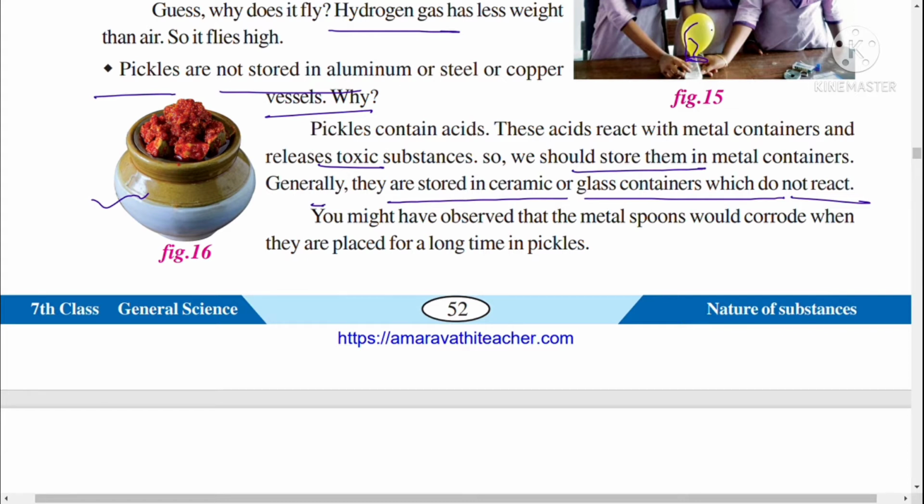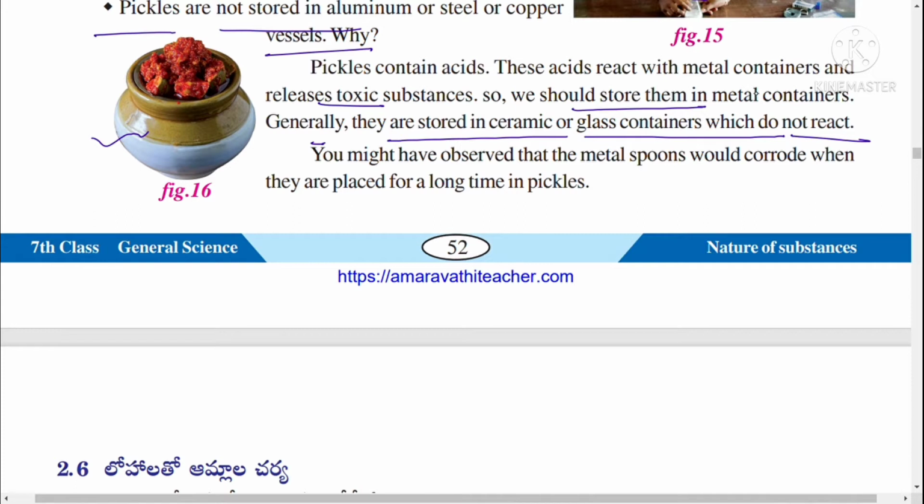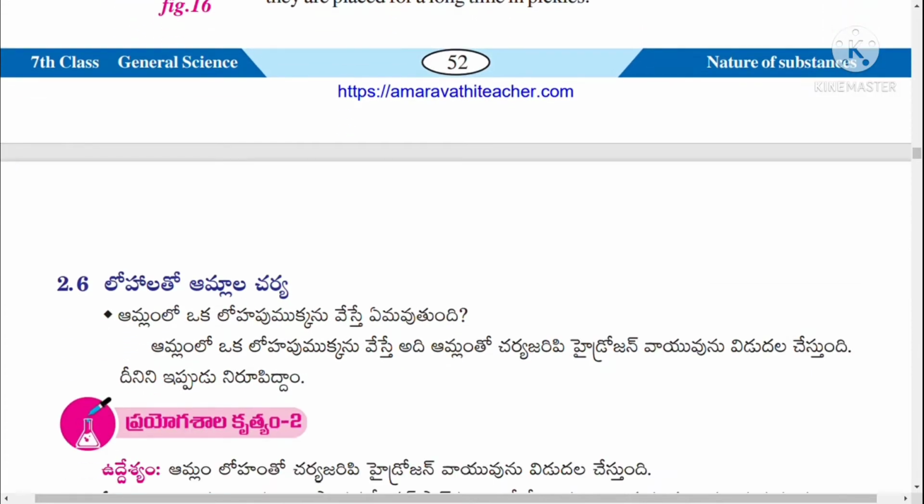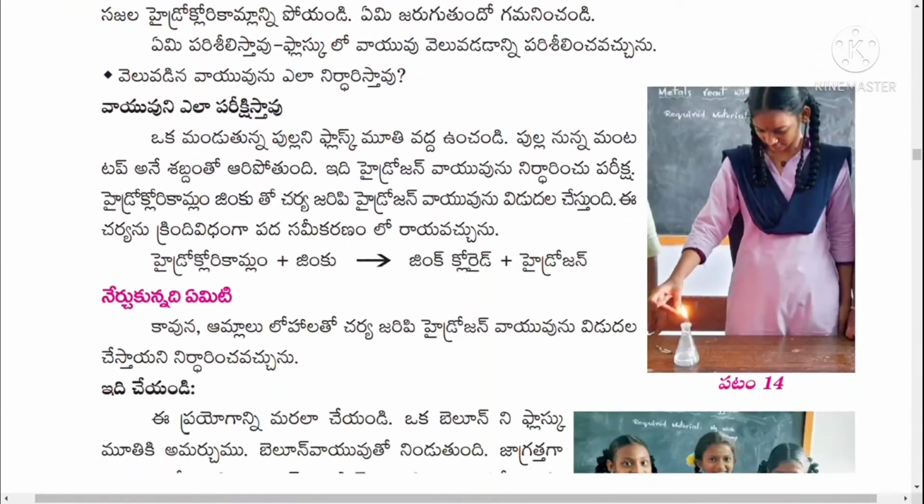You might have observed that metal spoons corrode when they are placed for a long time in the pickles.